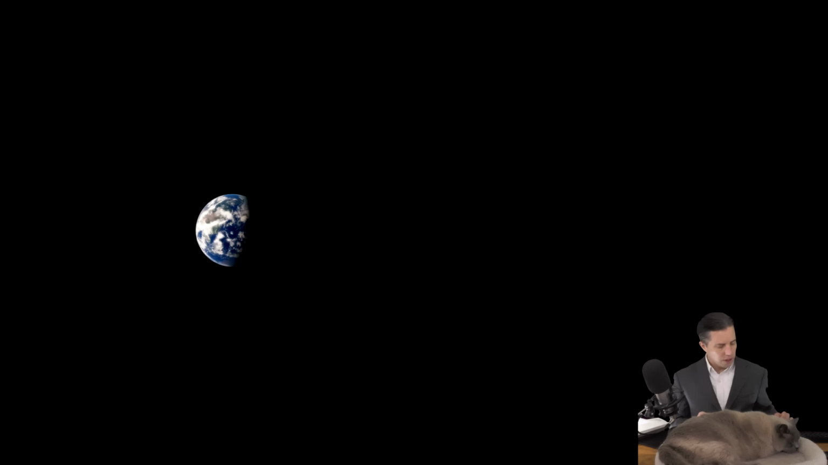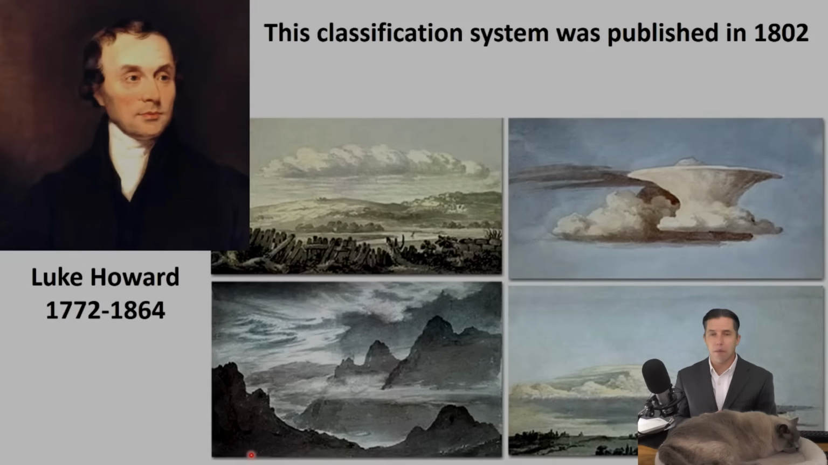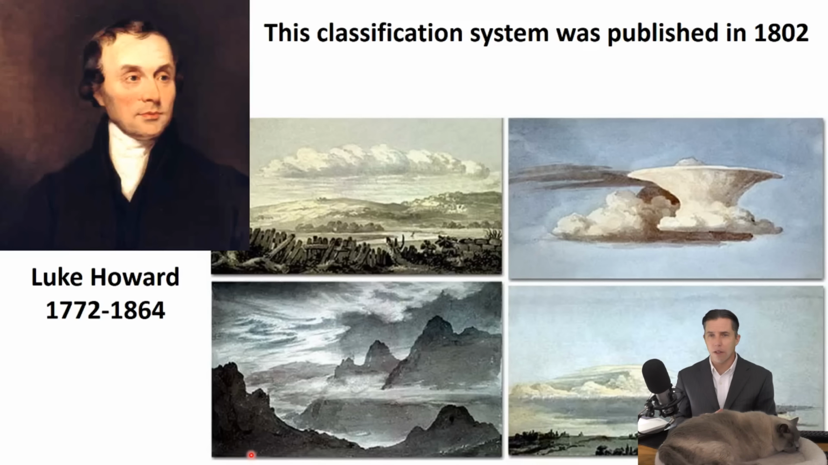But here what we're doing is we're learning a naming system that was developed by Luke Howard a couple hundred years ago. Luke Howard was a pharmacist, and he just really liked clouds, and he painted paintings of clouds. And then in 1802, he published a classification system, because up to that point there wasn't one. And his classification system isn't perfect, but it's still in use today, and his cloud names are still in use today. So that's what we're going to learn.